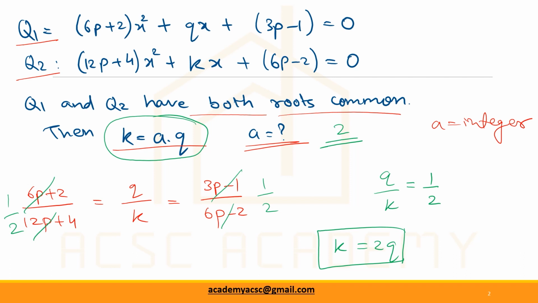But now you might ask, what if these a1 by a2 and c1 by c2 would have given us different values? In this case, both of them reduced to half, right? But if they would have been different, then the question would have been incorrect. It was not possible in that case for q1 and q2 to have both the roots as equal. So this is how such problems can be approached. Now let's move on to the next problem.